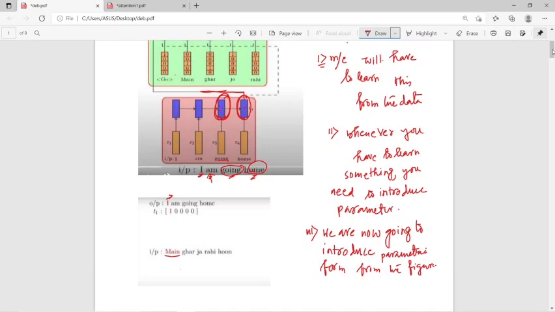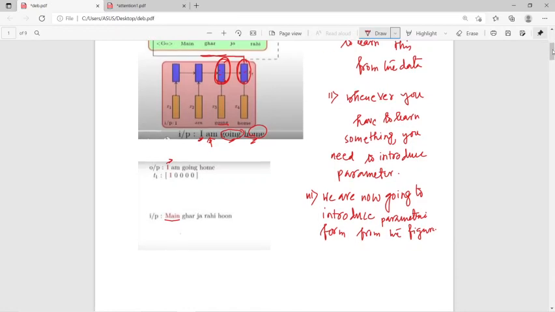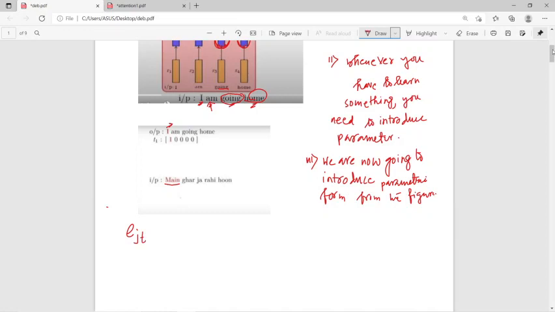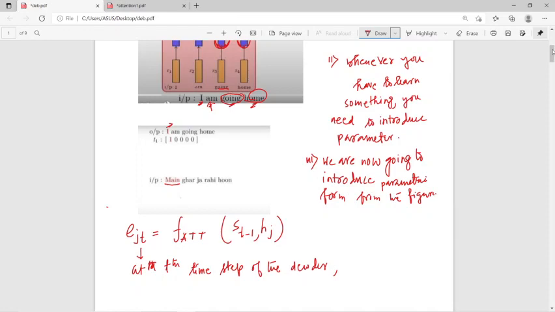So to enable this, we have to define a function, and the function is written like that: e_jt equals the attention function a(s_{t-1}, a_j). And what is e_jt? It is nothing but, at the t-th time step of the decoder, I try to find out how important the j-th word in the input is. That is the main thing.